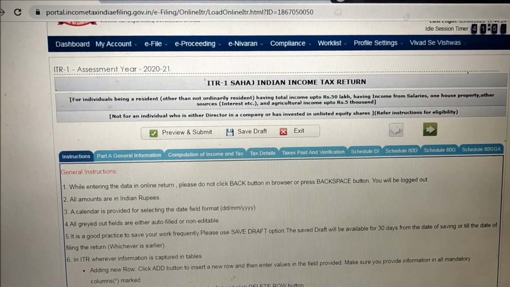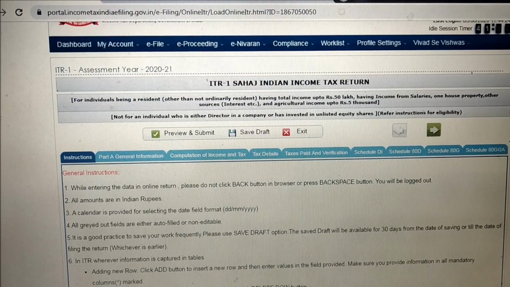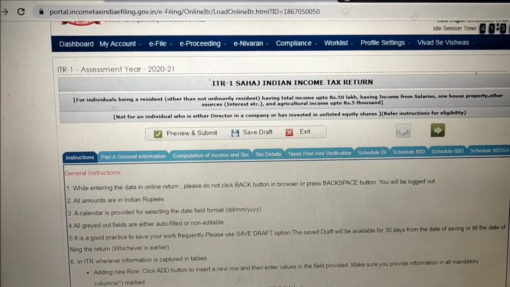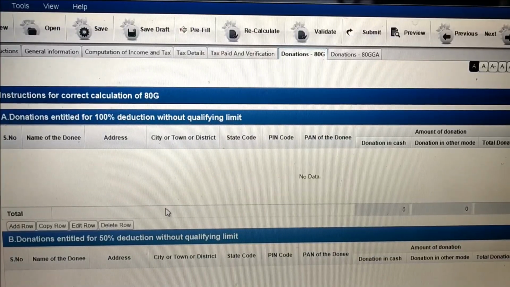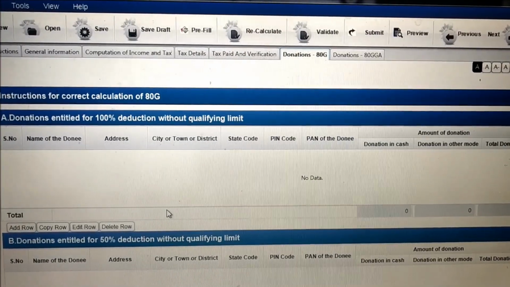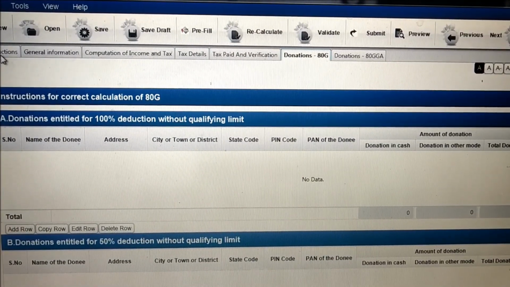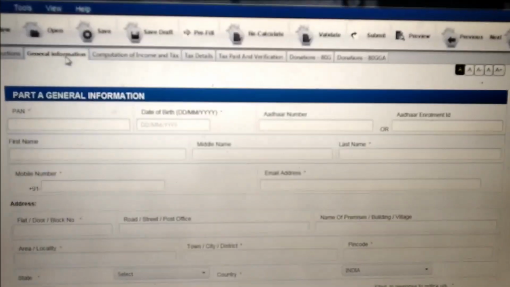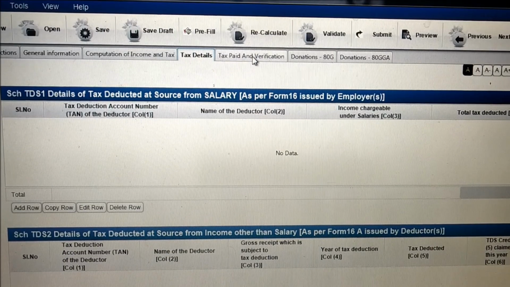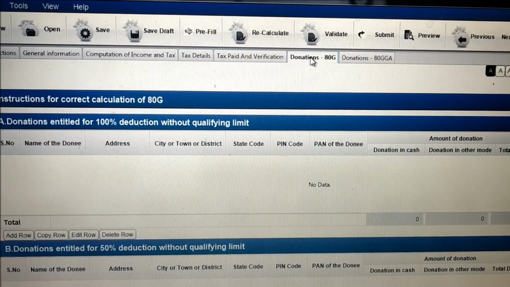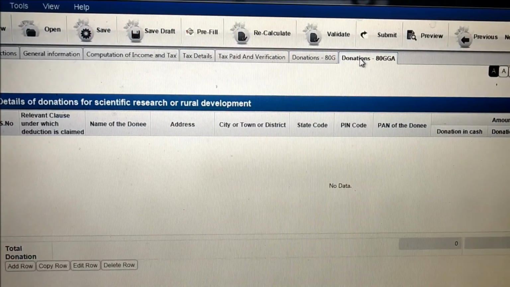It is observed that the current form has some changes from the previous one. Now we discuss some changes in the current form from the previous one. The previous form had only 7 tabs: instruction, general information, computation of income and tax, tax detail, tax payment verification, donation under 80G, and donation under 80GGA.